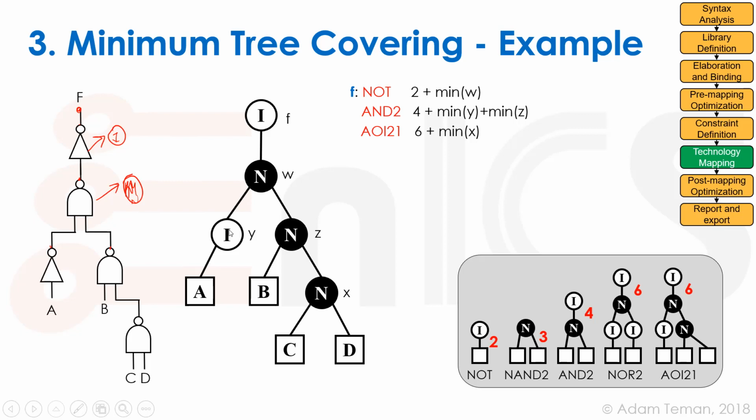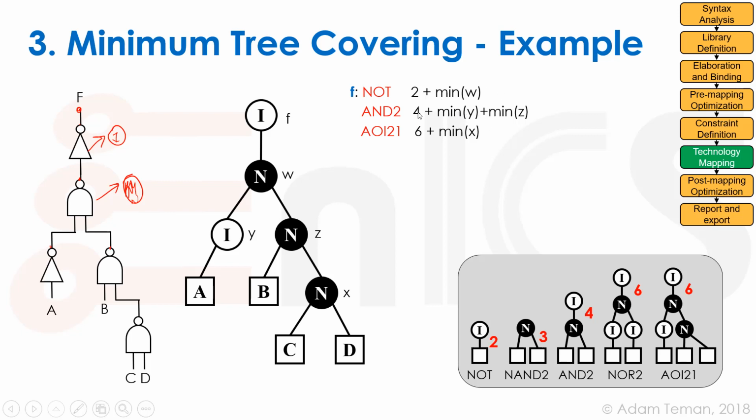And we have to look, the minimum of Y is 0 because A is the input. The minimum of B over here is 0. But the minimum of this node is the minimum of X. So we get 6 plus the minimum of X. Okay, we finished with node F, but now we have to find out what all these minimums are.